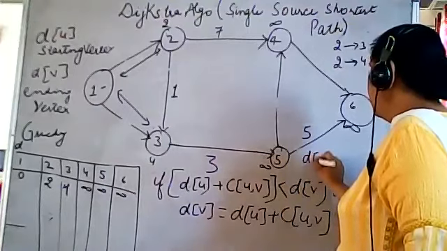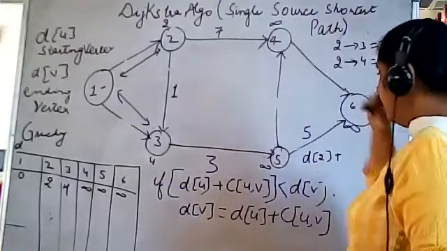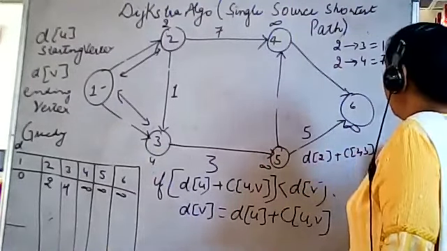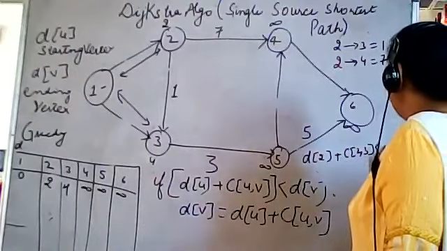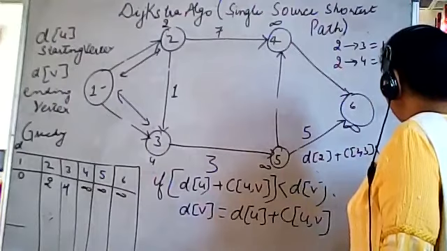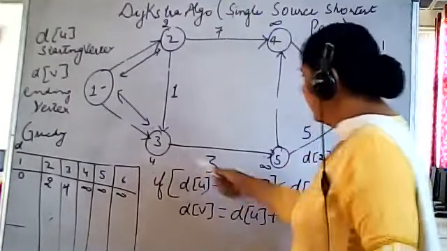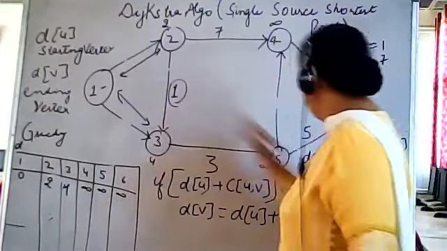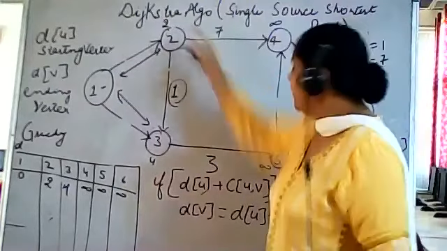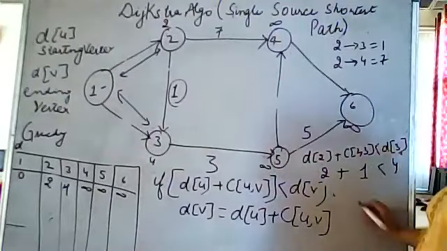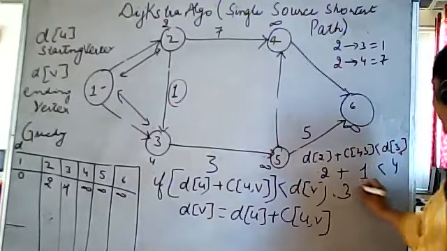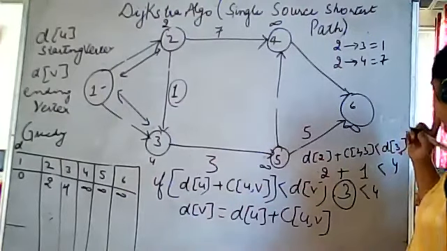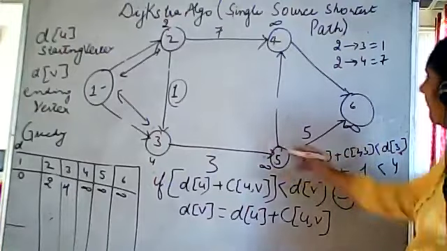D of u is D of 2 plus C of u to 3. C of 2 to 3 is 1 and it should be less than D of v. D of v is D of 3. Now see, D of 3 is 4 because we have calculated, and C of 2 comma 3 is 1. So put 1 here, and D of 2 is what? 2. Now see, this is a very important step. 2 plus 1 is 3 and 3 is less than 4. Now which is the smallest one? That is 3. So you will update the value of D of 3.